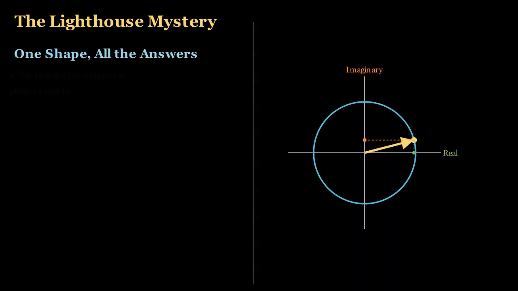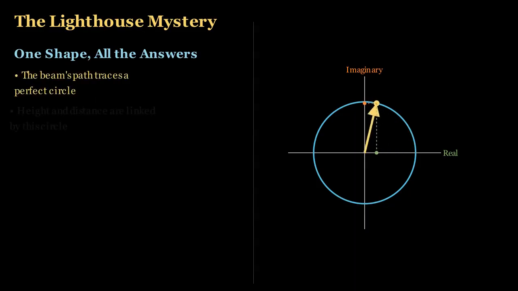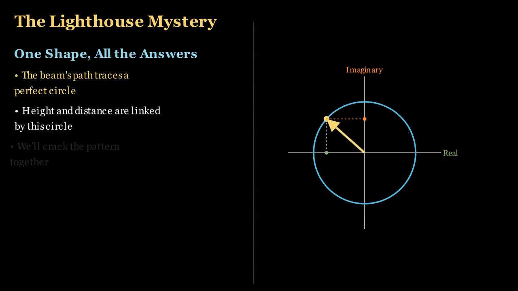That sweeping beam traces out a perfect circle. Hidden inside that simple shape is a secret code linking height, distance, and angle. Let's crack it.